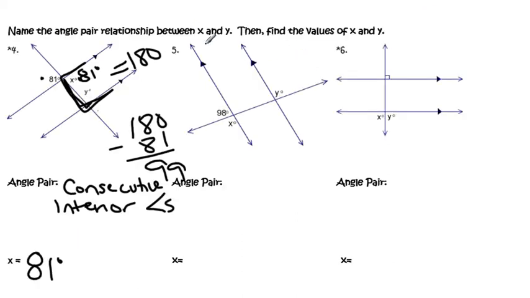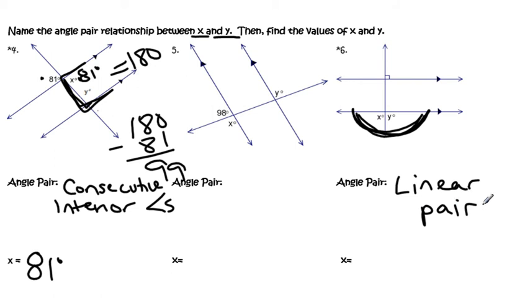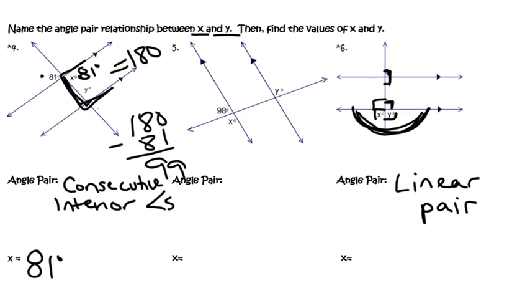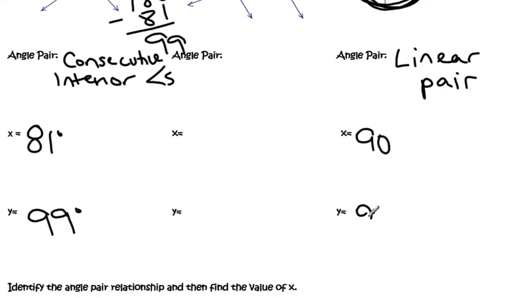Number 6, same thing. What is the name between the angle pair x and y? These two are sitting on a straight line. They form a pair of angles that sit on a straight line. That's called a linear pair. That's from last chapter. And if you have one angle that's already a right angle, that would mean that this angle is a right angle, this angle is a right angle, and all the angles formed by the set of parallel lines will also be right angles. So x and y will be 90 degrees each.